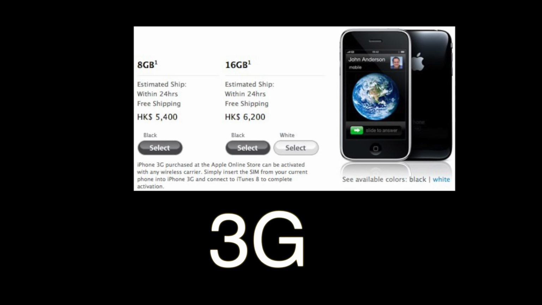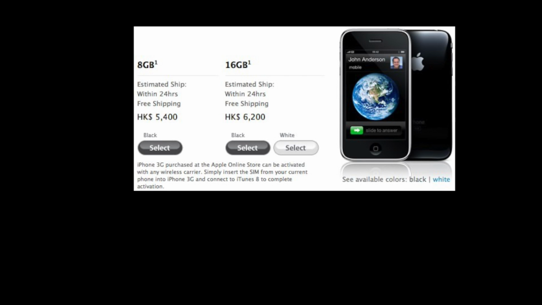3G is the third generation of wireless mobile telecommunication technology. It is the upgrade over 2G, 2.5G GPRS, and 2.75G EDGE networks, offering faster data transfer and better voice quality.